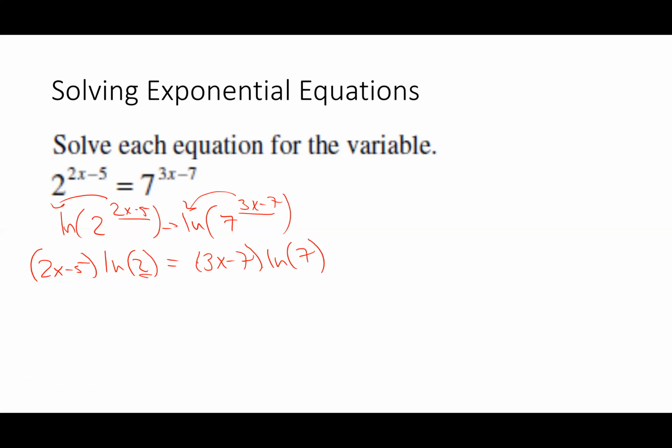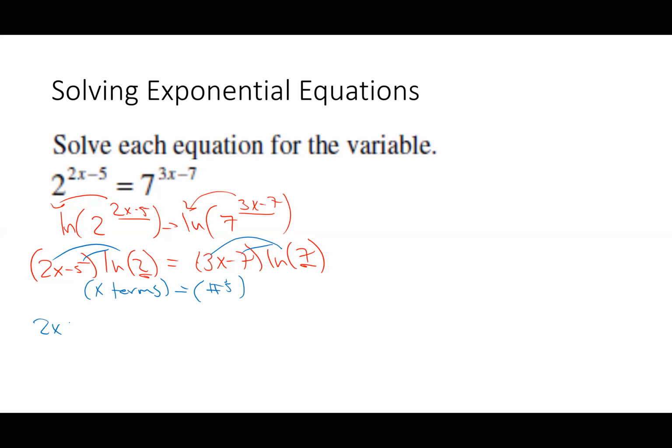Now, remember that ln of 2 and ln of 7 is just a number. They're going to be weird numbers. They're definitely going to be decimals, but they are in fact just numbers. So keep that in mind when we're starting to push these variables around. Now from here, what we're going to need to do is get all of the x terms on one side of the equal sign and then we'll get all of just the straight up numbers on the other side. So what we're going to need to do here is blow this up and get all of our x terms out in the open.